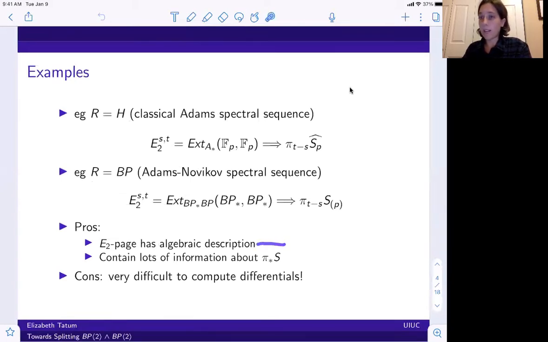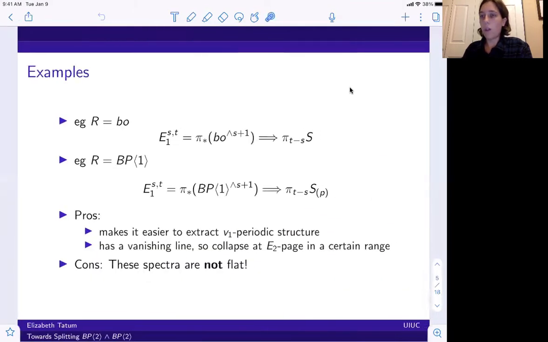They both have this very nice algebraic description of their E2 page, and they contain tons of information, but it's very difficult to compute differentials with these spectral sequences. So it can be helpful to consider other choices of ring spectra. Two choices of ring spectra that have been very productive are the real connective K-theory spectrum bo for the prime 2, and the one-truncated Brown-Peterson spectrum BP⟨1⟩ to study odd primes. Both these spectra make it easier to extract the v1-periodic structure of the homotopy groups of the sphere.